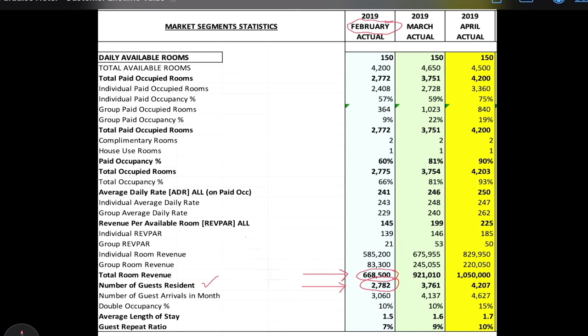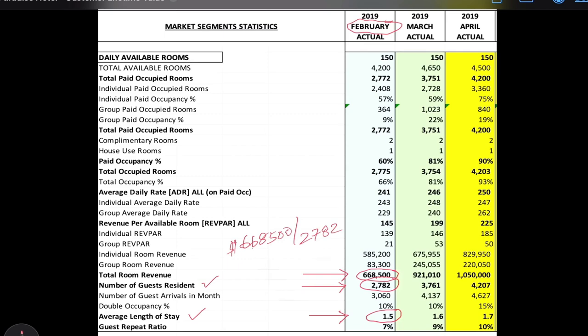If you actually divide $668,500 by 2,782 guests, you would have the dollar room revenue per guest. However, we are interested in knowing not just per guest, but what is the customer lifetime value during a stay. In order to do that, we have to take the help of this KPI, average length of stay. Average length of stay tells you how long each guest stayed on an average. And in the month of February, as you can see, it's 1.5.